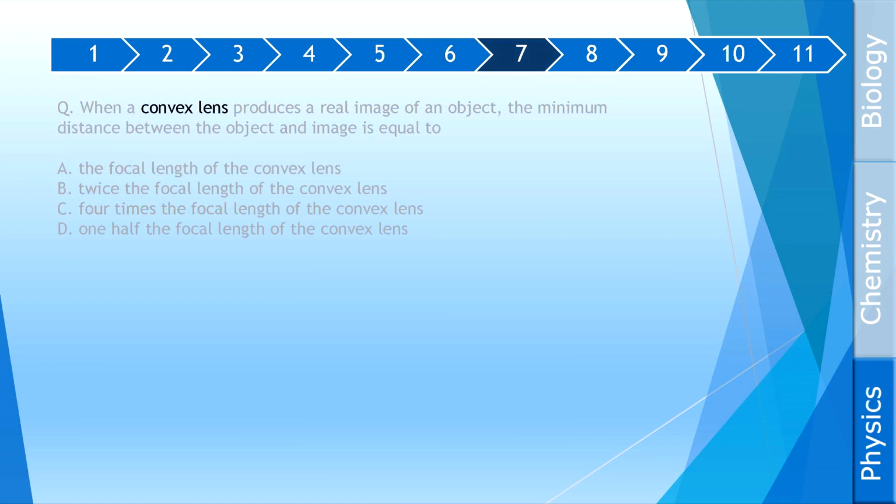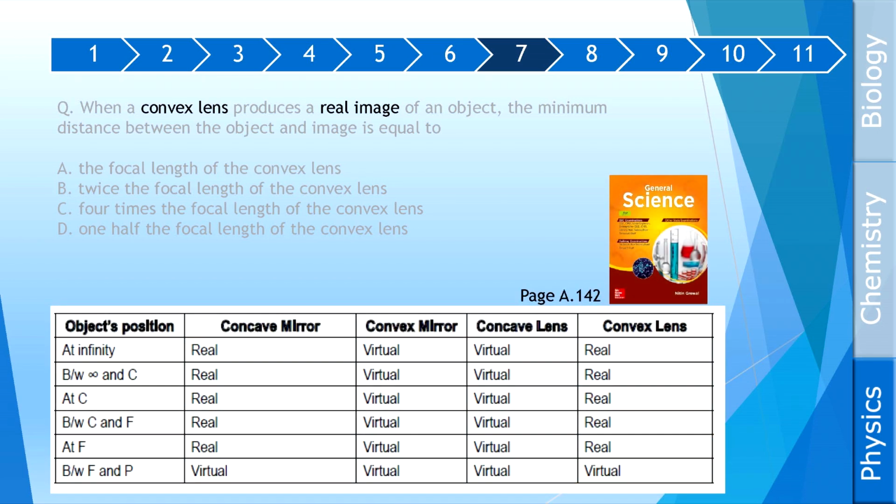The 7th question is about image formation by a convex lens. It says that the image formed is real and then asks about the position of the object. Refer to page A142 in my book. You'll find that for real images in a convex lens, the object can be anywhere but not between focus and pole. Hence, the object must be at least at focus or beyond for this to happen. This brings us to option A as our correct answer. Very easy and straightforward question. I have explained a trick to remember all positions, nature, orientation and size of image in my video course. See the chapter Optics for that.